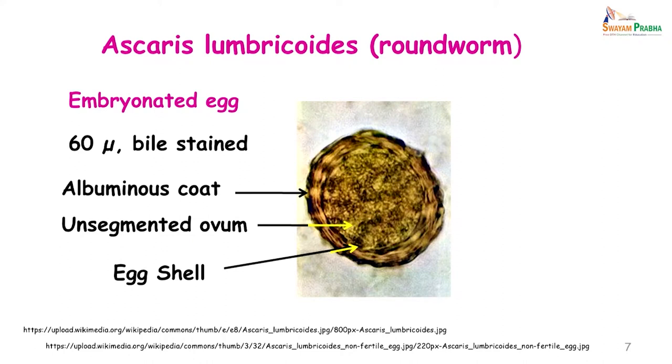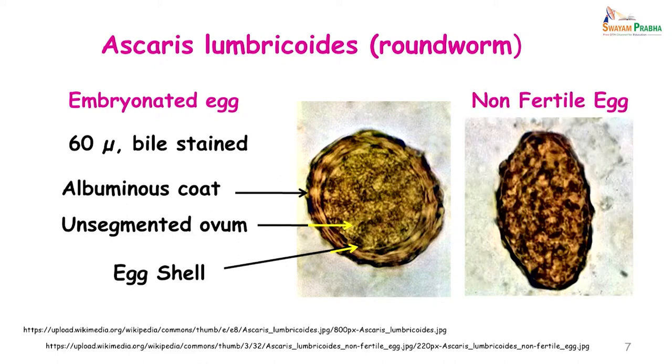Coming to the morphology of the eggs, the eggs of Ascaris lumbricoides are about 40 to 60 micron in size. They are bile stained, which means that they acquire a yellowish brownish color when you look at them in a wet film. They have an outer albuminous coat within which is the eggshell, and right in the center is the ovum, which may be unsegmented.